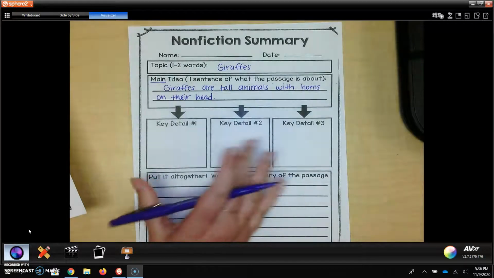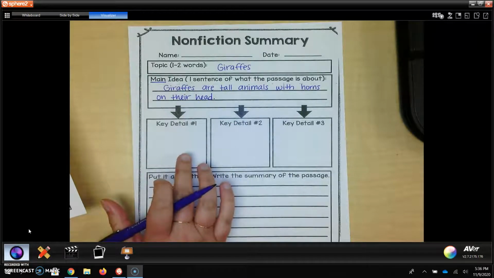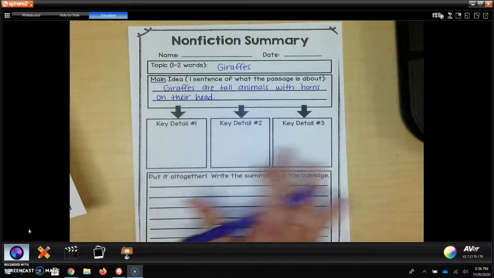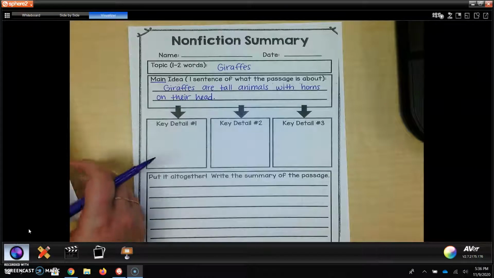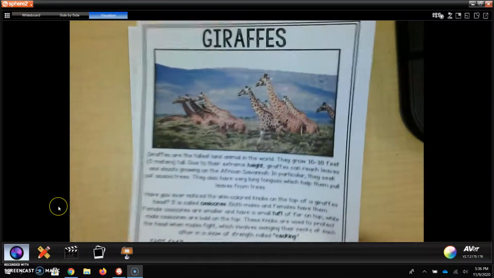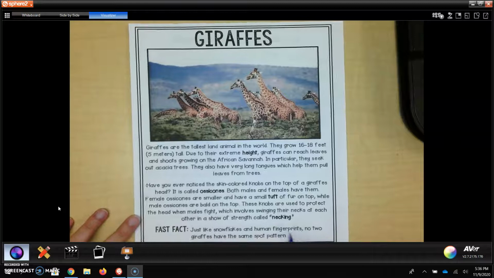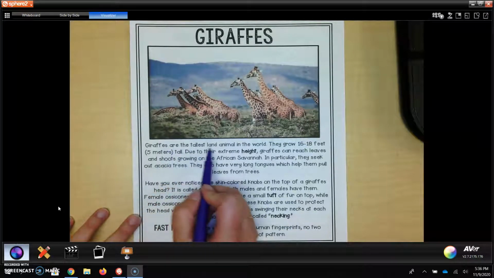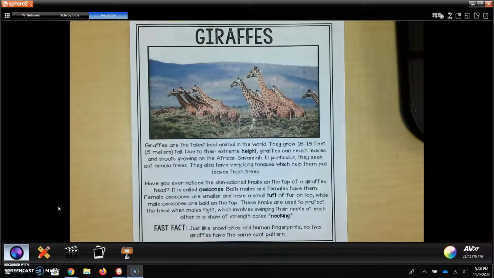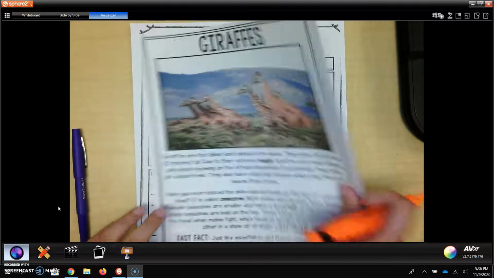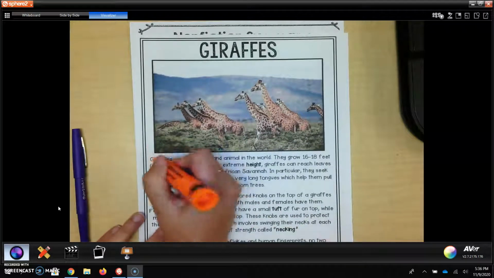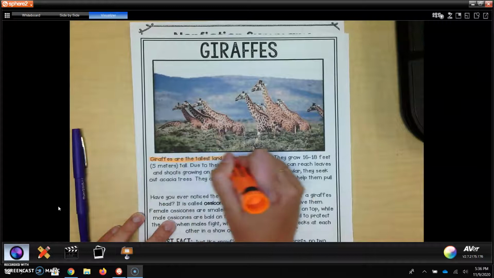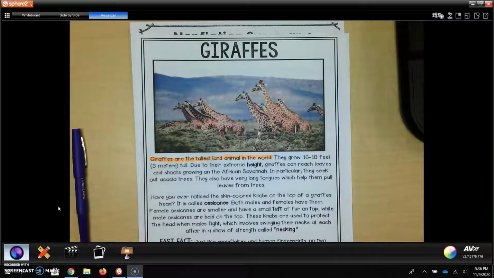So now let's go to the detail section, and let's find key details in this paragraph. Remember, we practiced this this week. So let's see what's really important and what's kind of interesting. Giraffes are the tallest land animal in the world. Ooh, that is a big major fact. And that was even connected with our main idea. It's talking about tall animals. So I can say giraffes are the tallest land animal in the world.